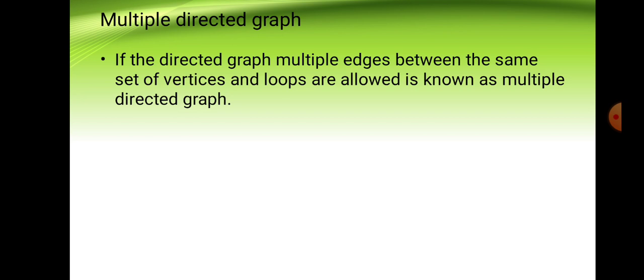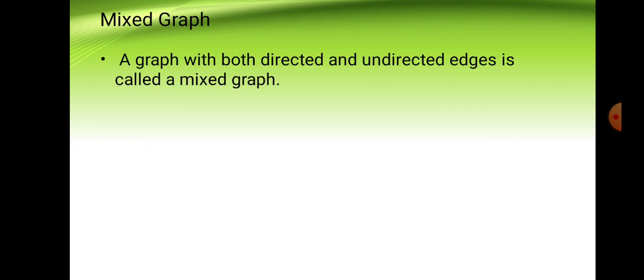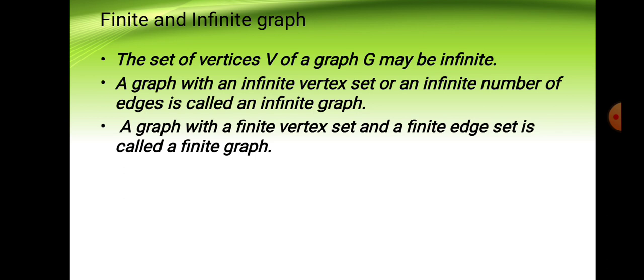Multiple directed graph. A directed graph with multiple edges between the same set of vertices, where loops are allowed, is known as a multiple directed graph. Multiple directed graph figure. A graph with both directed and undirected edges is called a mixed graph. Figure for mixed graph.